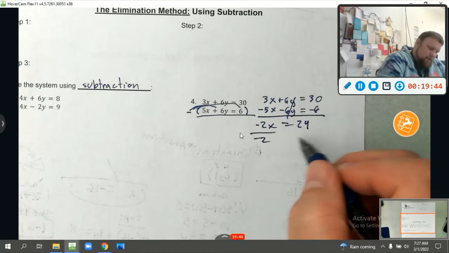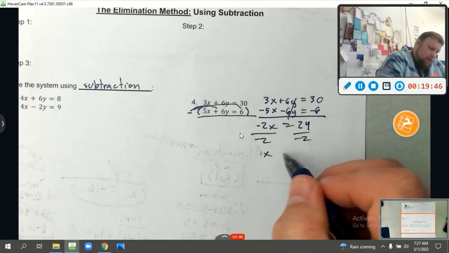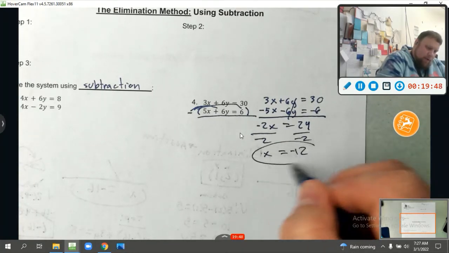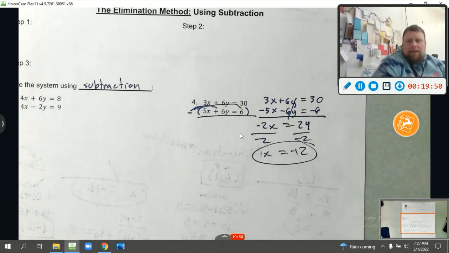Divide both sides by negative 2. With that, x equals negative 12. And now we're off to the races. Please pause this, take a moment, try to solve this on your own, see if you can get through it. And here we go, I'm going to do it.